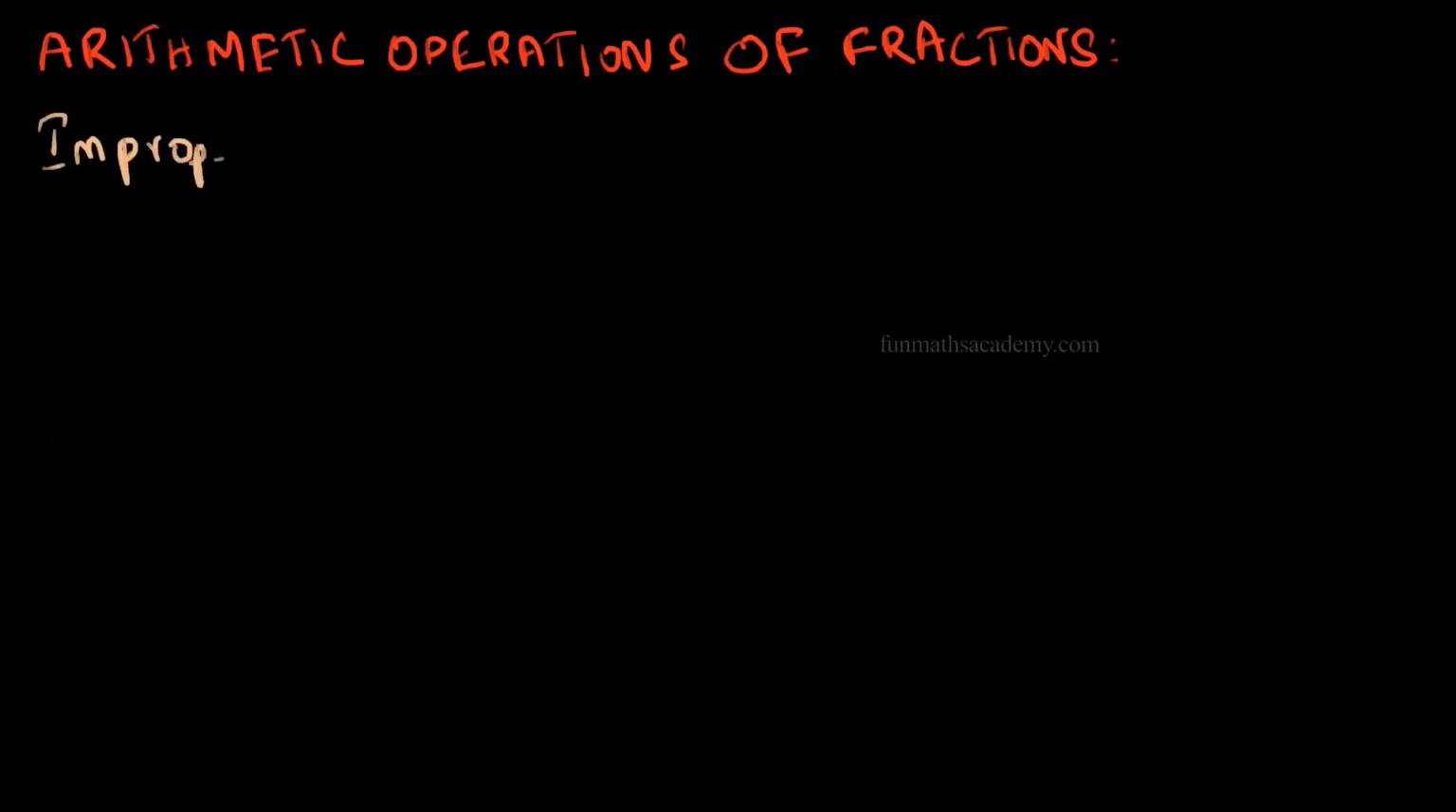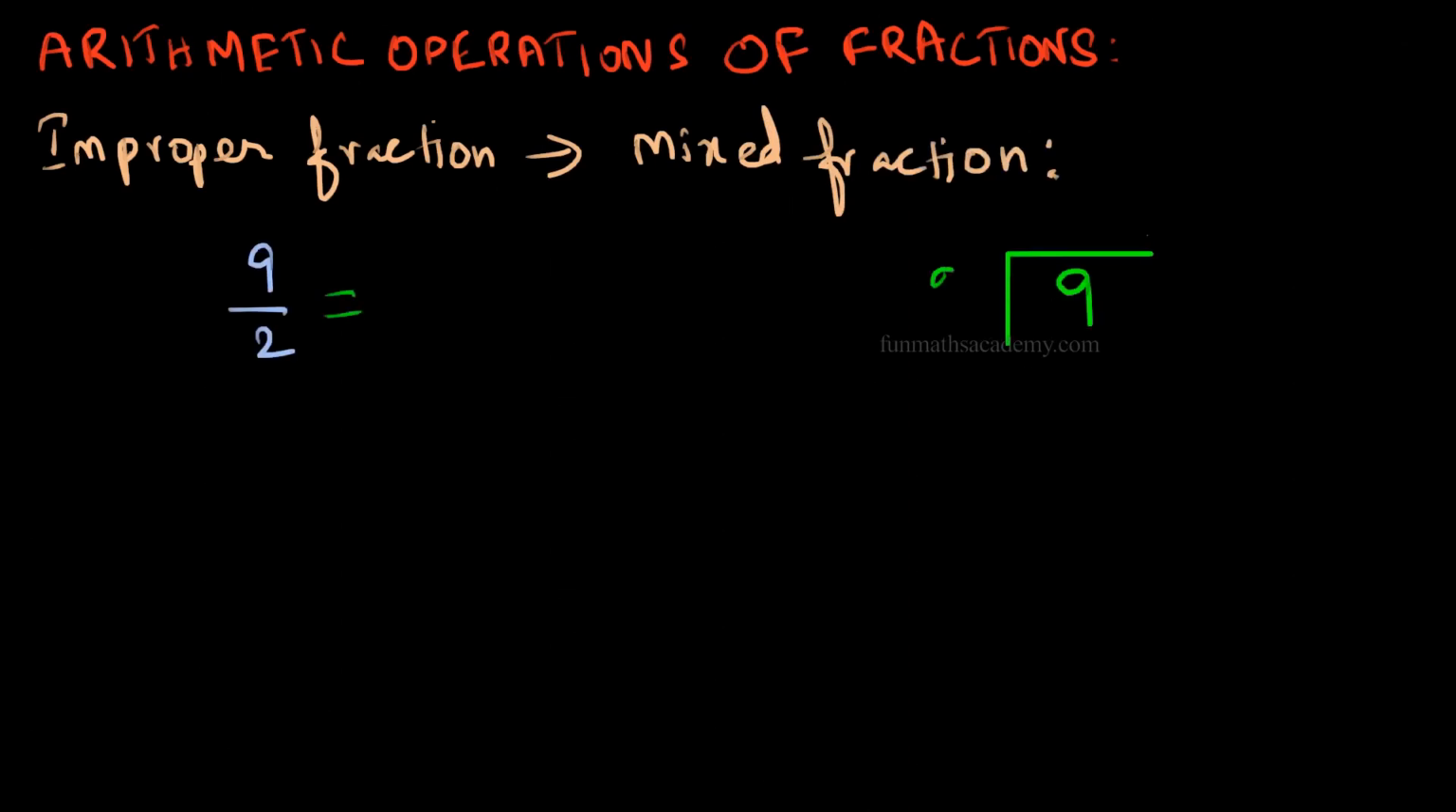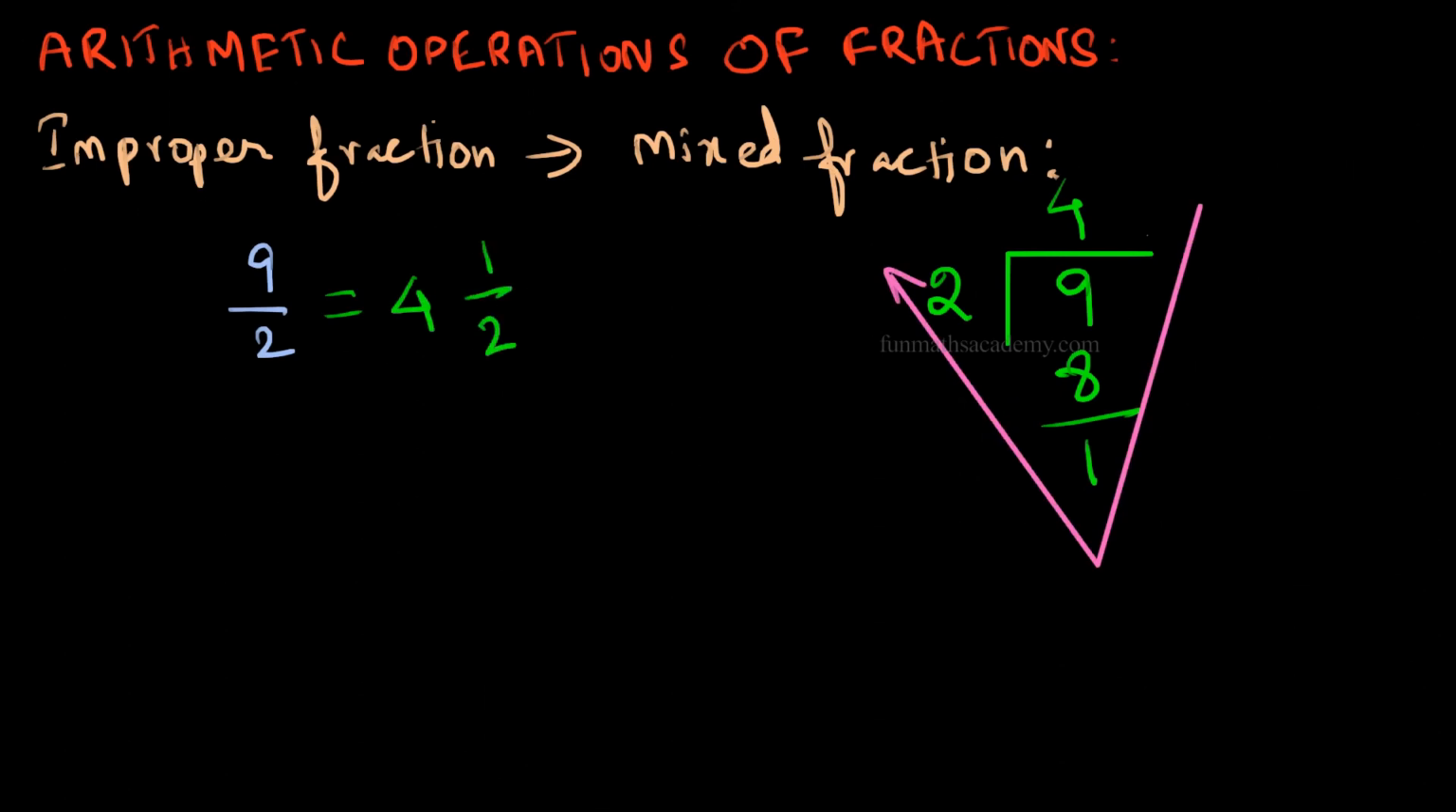To write an improper fraction as a mixed fraction, we will have to divide the numerator by the denominator. Then, we should put the quotient as the whole part and write the remainder as the numerator and the divisor as the denominator in the fraction part. This is how we get a mixed fraction.